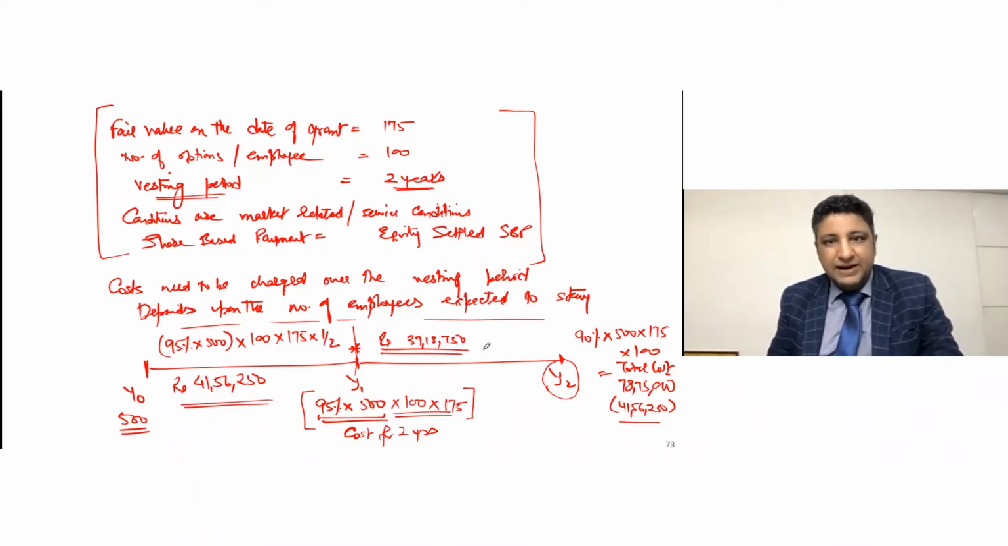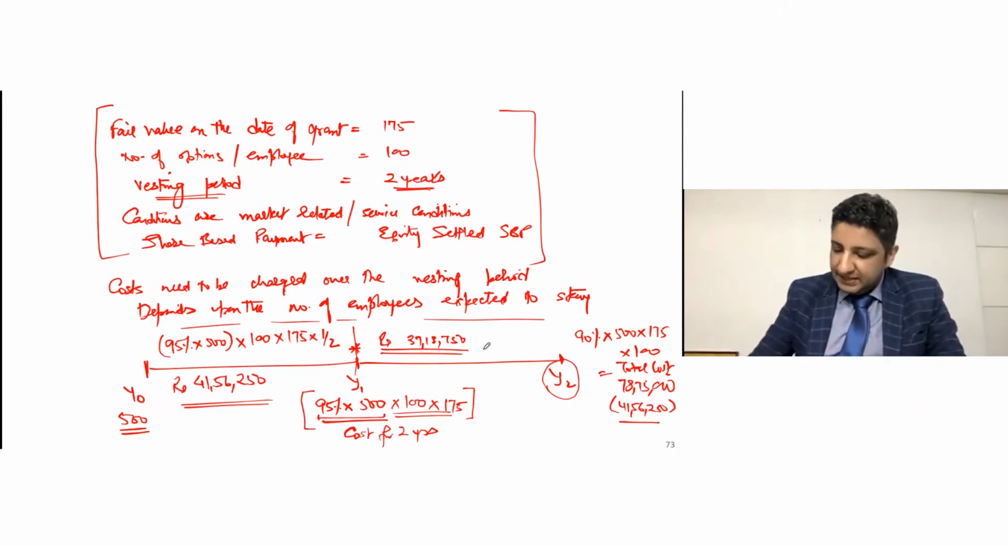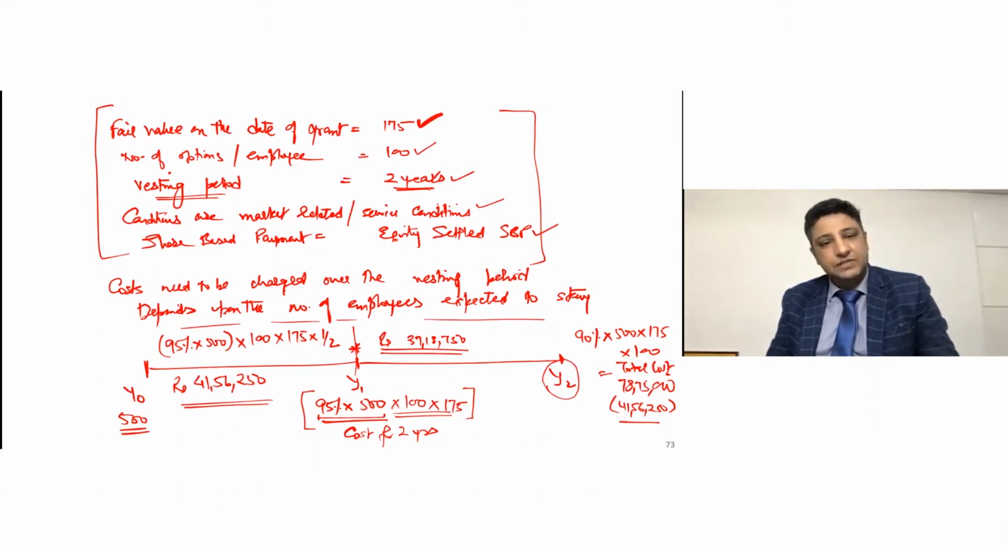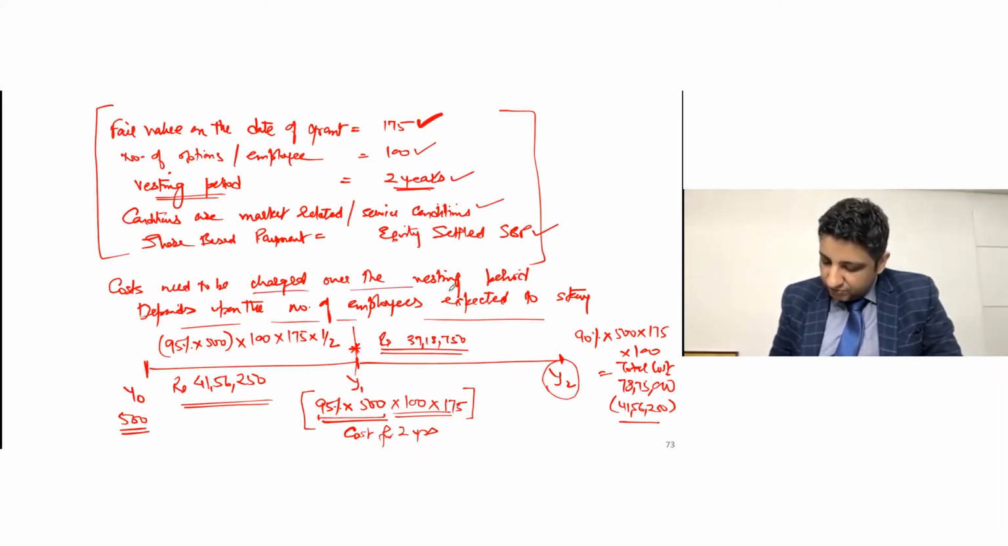All right. So again, just to revisit quickly, we are saying identify what is the fair value of the option on the date of grant. How many number of people or number of options per employee available, the vesting period, whether the conditions are market conditions or service conditions, that is the performance conditions. And then you look at, of course, whether the category of the share-based payment is a cash settled or an equity settled share-based payment. Okay. And of course, we are charging those costs over the vesting period over the 2 years in the given scenario.